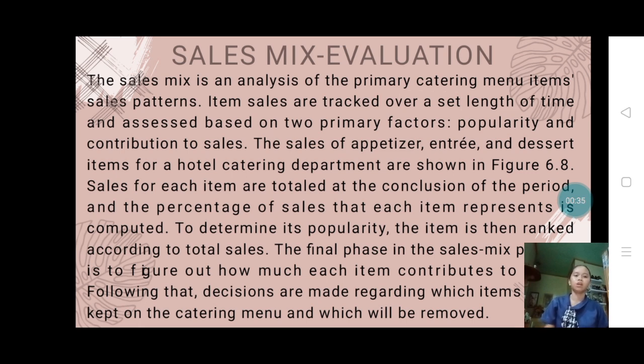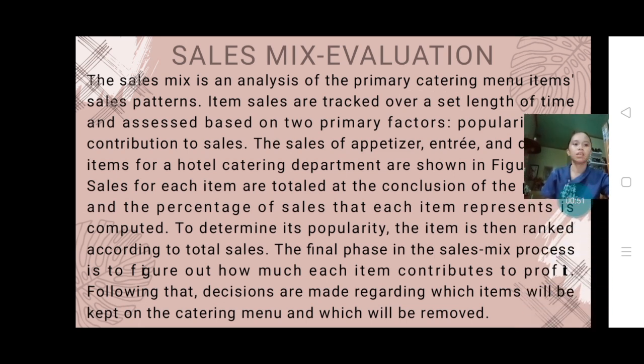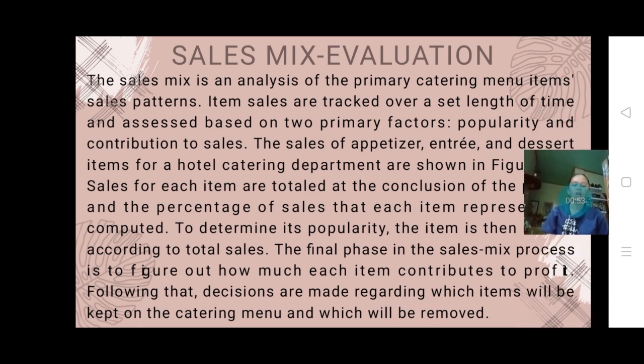Sales for each item are totaled at the conclusion of the period, and the percentage of sales that each item represents is computed. To determine its popularity, the item is then ranked according to total sales. The final phase in the sales mix process is to figure out how much each item contributes to profit. Following that, decisions are made regarding which items will be kept on the catering menu and which will be removed.